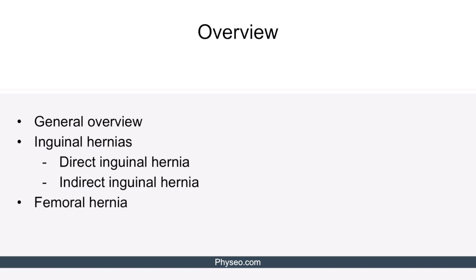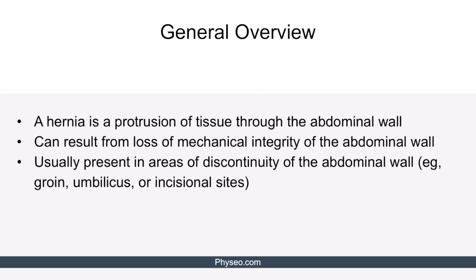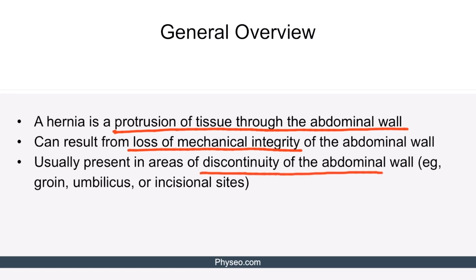Let's begin. Here are some topics that we're going to discuss in this lecture. Let's start with a general overview. A hernia is a protrusion of tissue through the abdominal wall. This likely occurs when the abdominal wall loses its mechanical integrity. It is usually present in areas of discontinuity of the abdominal wall, such as the groin, umbilicus, or incisional sites. The hernias could be acquired or congenital in nature.